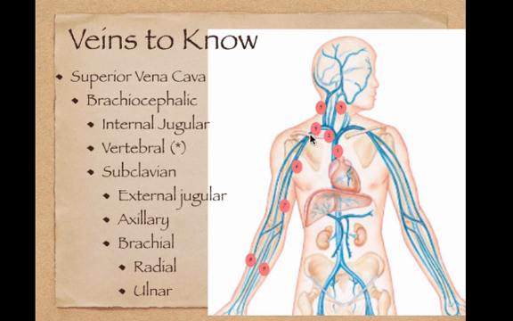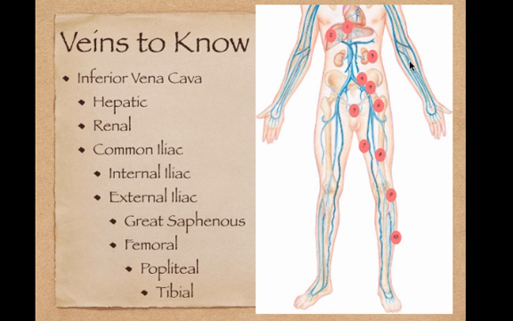Subclavian, just like the artery, is below the clavicle, and it's going to branch out and serve primarily the arm. One branch from the subclavian is the external jugular, and that goes up into the neck and head, lateral to the internal jugular. The rest of the arm veins that we're going to look at are the same as the arteries. So we've got the subclavian branching into the axillary at the armpit here, the brachial, and then the radial and ulnar veins.